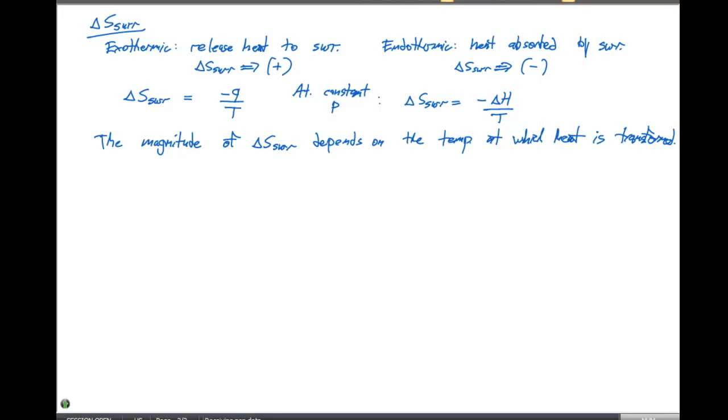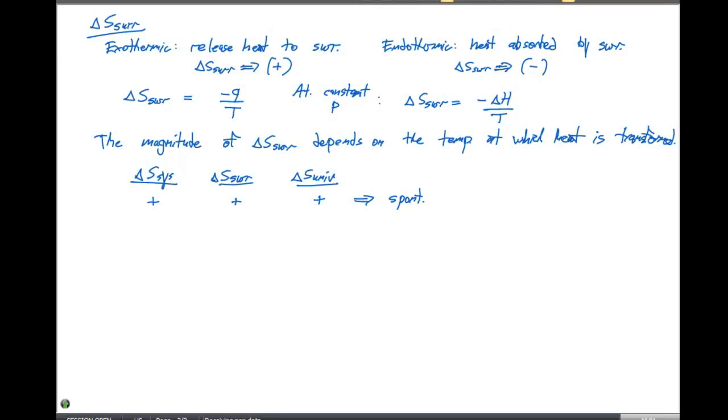We can look at different values of delta S of our system, and we also have to take into account the delta S of the surroundings. Because if we know the signs of these, we can figure out what the sign of the delta S of the universe is. Remember, the delta S of the universe is going to equal the delta S of the system plus the delta S of the surroundings. So if we have an instance where both of these are positive, that means our delta S of the universe is going to be positive, and at all temperatures, this is going to be spontaneous.